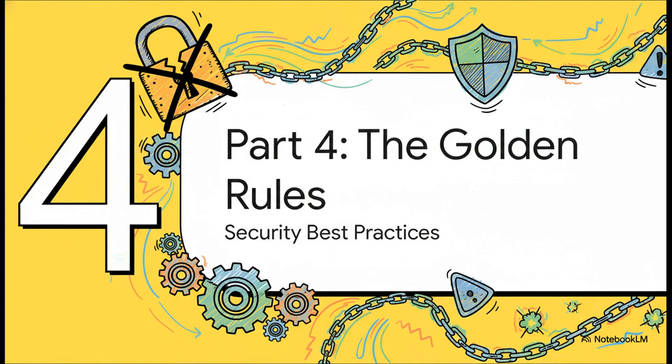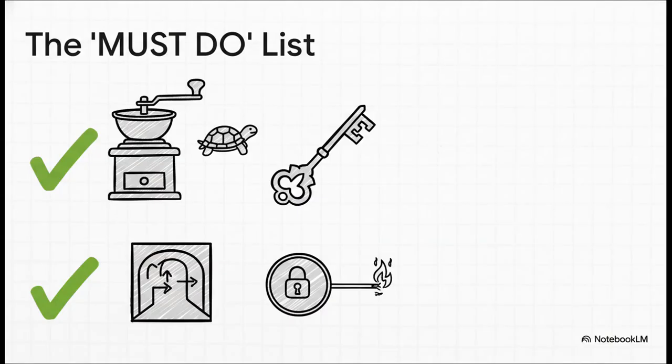Okay, so we get the theory, but knowing the theory and doing it right are two different things. Let's talk about the golden rules, the absolute non-negotiables for making this stuff actually secure in the real world. First up, the must-do list. You have to use a modern hashing algorithm, something slow and tough like Argon 2. Your secret key for signing JWTs needs to be super long and totally random. You want to keep your JWTs' lifespans short. Think 15 minutes, not 15 days. And of course, always use HTTPS to protect that token while it's traveling over the internet.